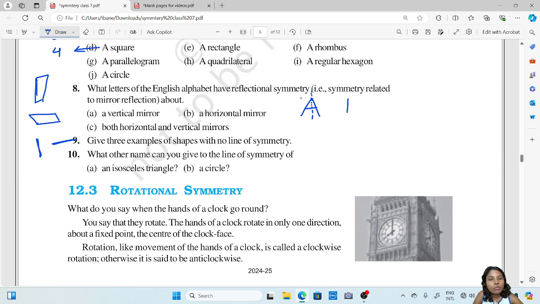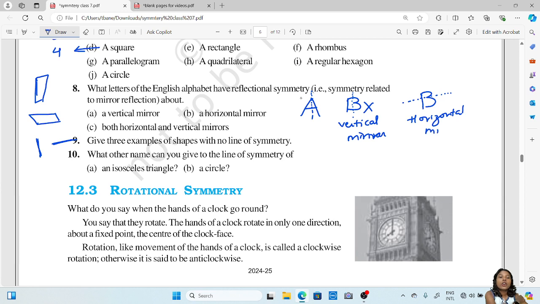Now same thing if you do for B. Vertically you place the mirror. Will you get this on the other side? No. So here you cannot use a vertical mirror. But now say I take B again and I place the mirror horizontally, right between the two cuts of B. In that case, I will get symmetry. So in this case, what I will use is a horizontal mirror. So similarly, you have to write which alphabet, which mirror you are going to use.